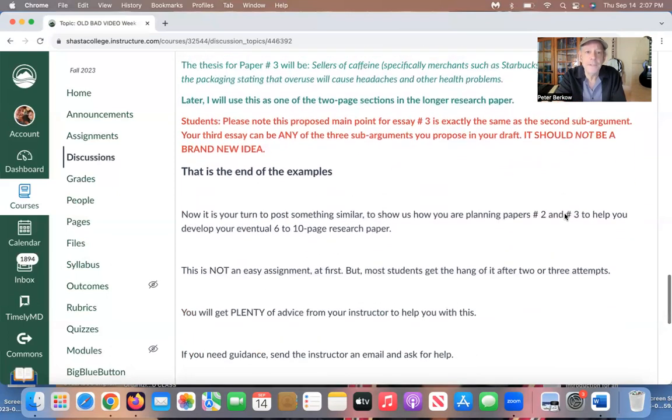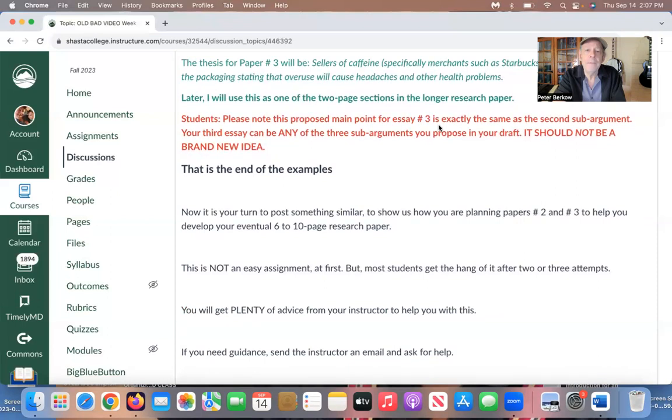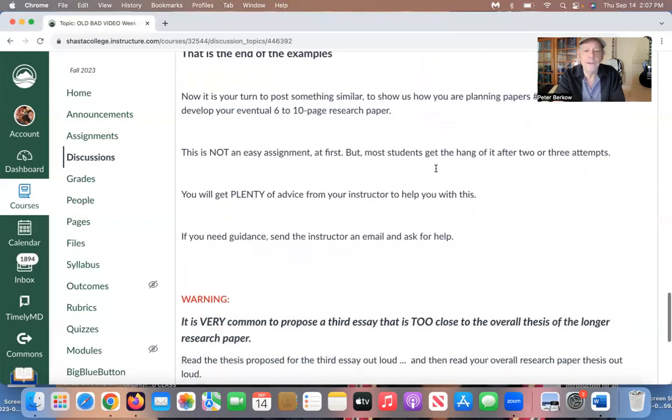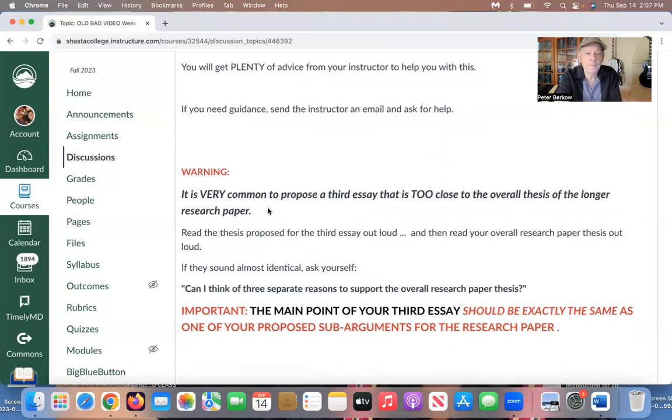Again, please notice this section in red. The main point of essay number 3 is exactly the same as one of the sub-arguments in your overall plan. Don't start a new one. And again, this warning at the bottom, it's very common to propose a third essay that is too close to the overall thesis of the research paper, you don't want to do that, okay? And then again, I mention this because it's so important. The main point of your third essay should be exactly the same as one of your proposed sub-arguments for the research paper.